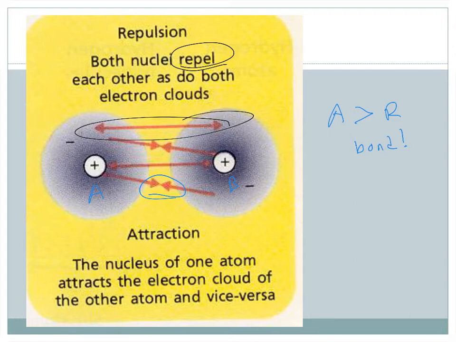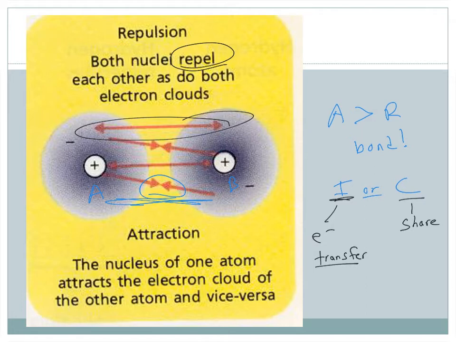The attraction from the nucleus to the other cloud is what's going to determine if it's ionic or covalent. If the attraction is super duper strong, it's going to go ionic, and the electrons will be what? What's the big word? If the attraction is kind of strong, then we will merely share the electrons. But if it's really strong, we'll do what? We'll transfer those.